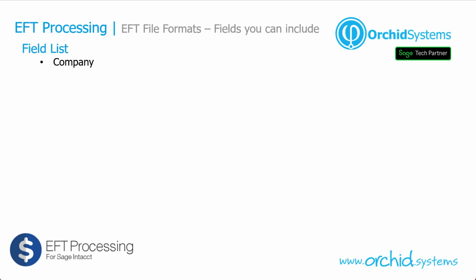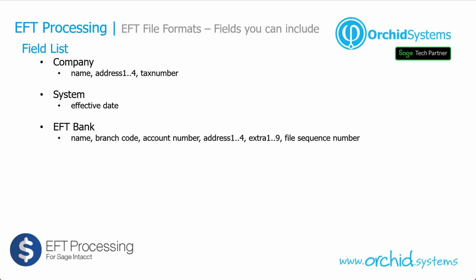You've got a list of fields that you can pick up off the company record: the name, the address, the tax number, some system-wide fields like the effective date, the EFT bank fields like the name, the branch code, the account number, the address, the extra fields 1 to 9, the file sequence number.